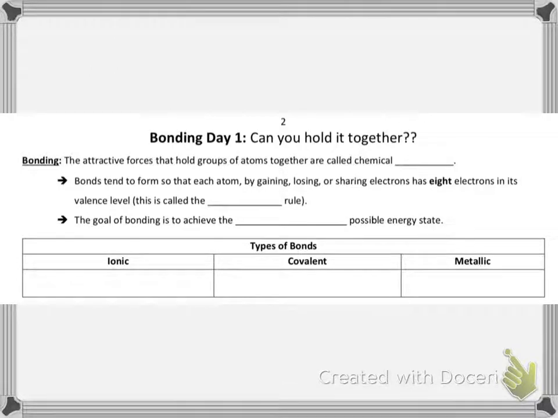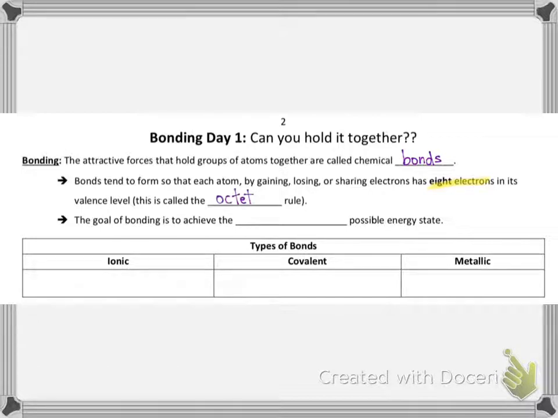Let's talk about the glories of bonding. Well, as you probably know, the attractive forces that hold groups of atoms together are called chemical bonds. And bonds tend to form such that each atom has 8 electrons on its valence energy level. This is called the octet rule.